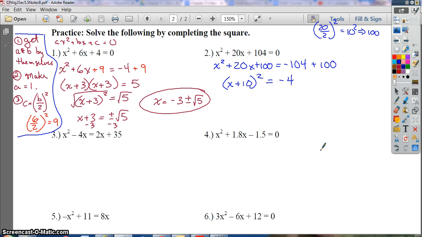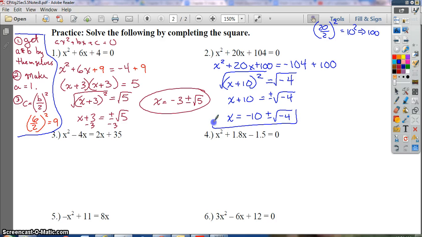Okay? If you take the square root of this, that would be x plus 10 equals the square root, positive negative square root of negative 4. We haven't talked about imaginary numbers yet, so please just leave it as the square root of negative 4 at this point. We will be talking about imaginary numbers next week. Okay? So then we will subtract 10 over. So right now, that's how I'd like you to stop. Okay? After next week, we'll be taking that a step farther.